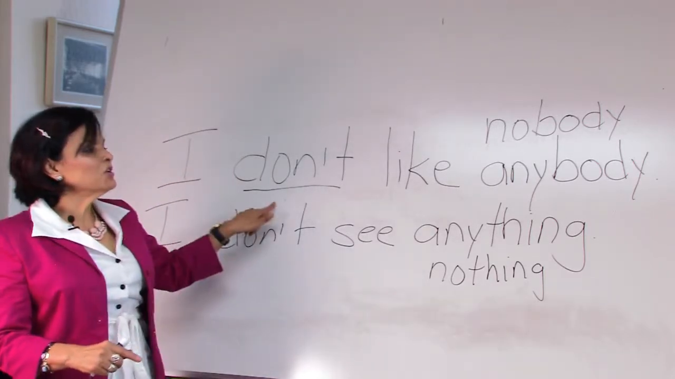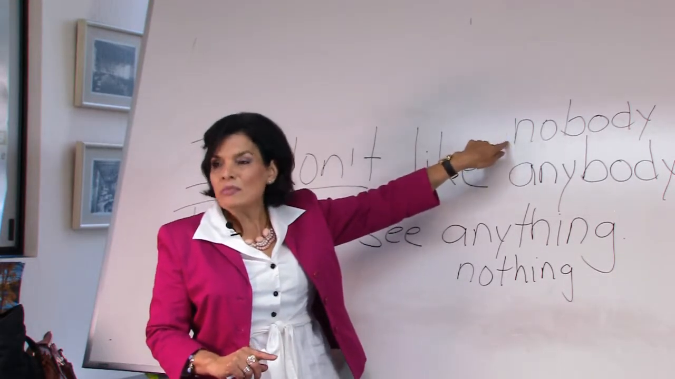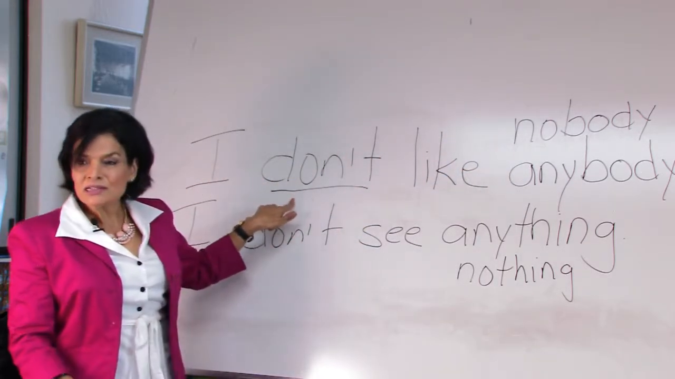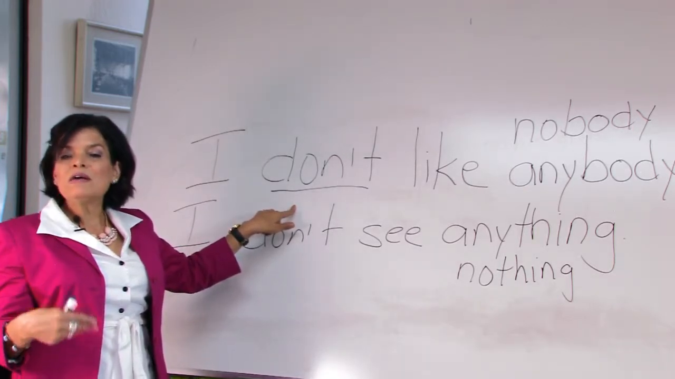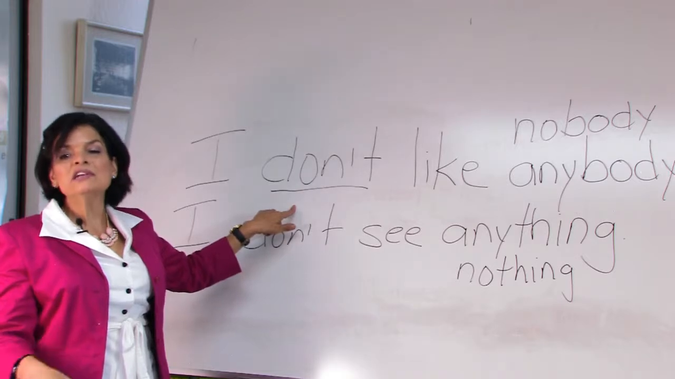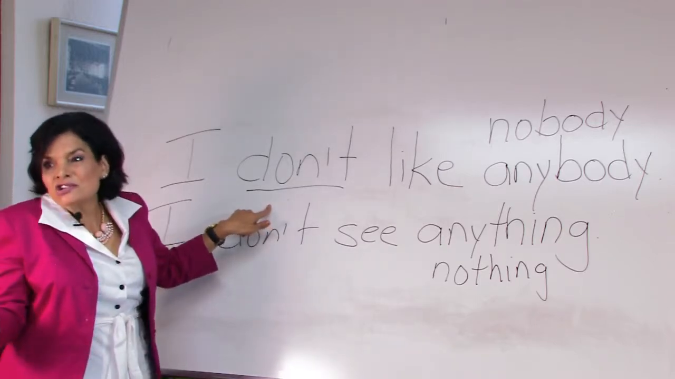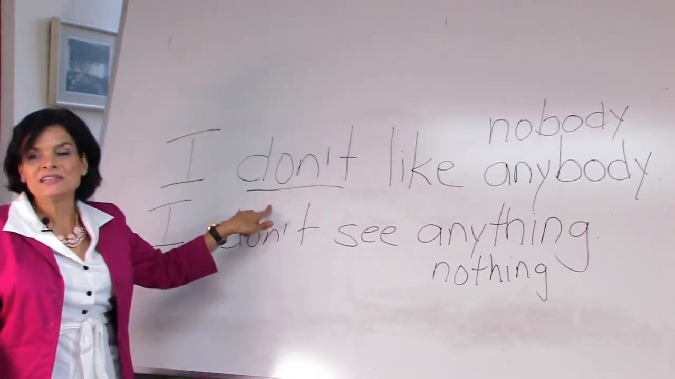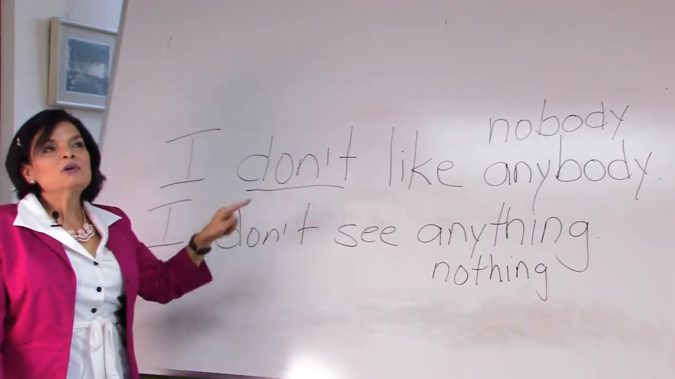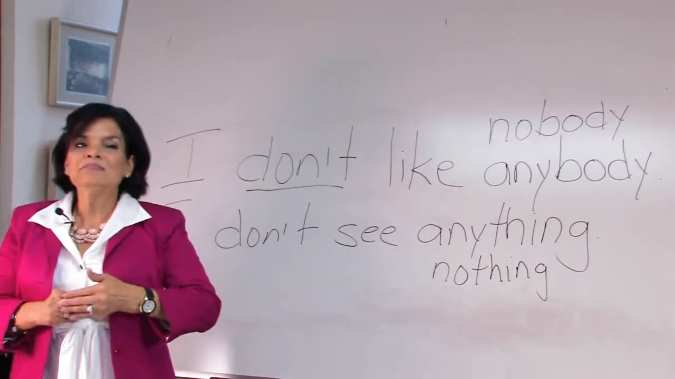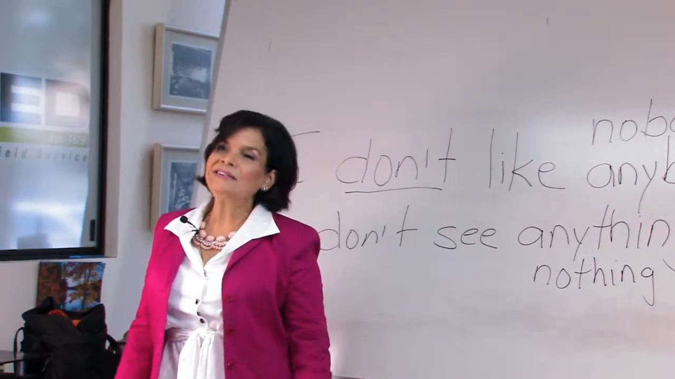So you say, I don't like anybody, not nobody, because nobody is a negative, and this is a negative, so it's double negative. So we need to avoid, evitar, we need to avoid double negatives. And that's hard because in Spanish, that's how we say it. We use double negatives. But in English, no, no, no. So do I say, Cesar, do I say, I don't know nothing, or do I say, I don't know anything?